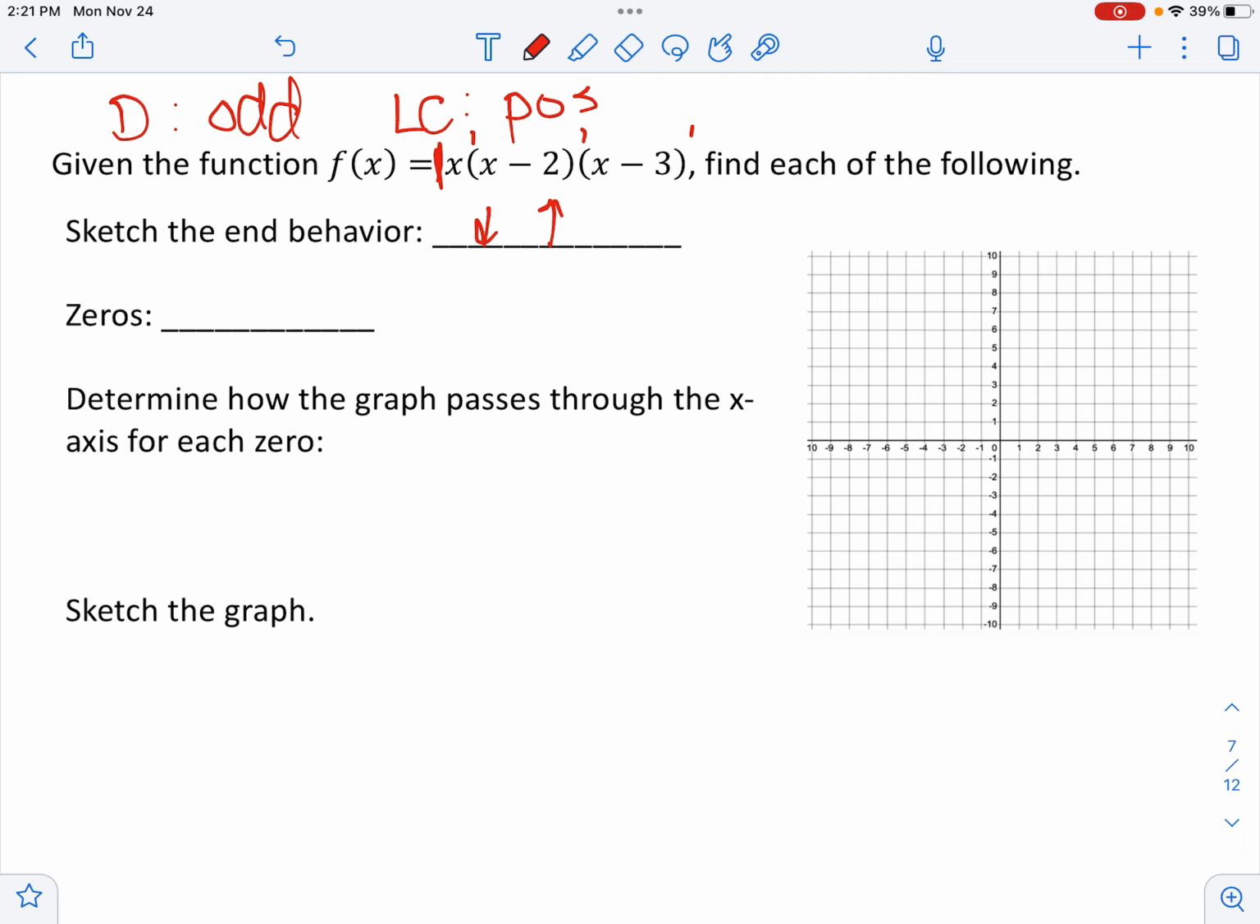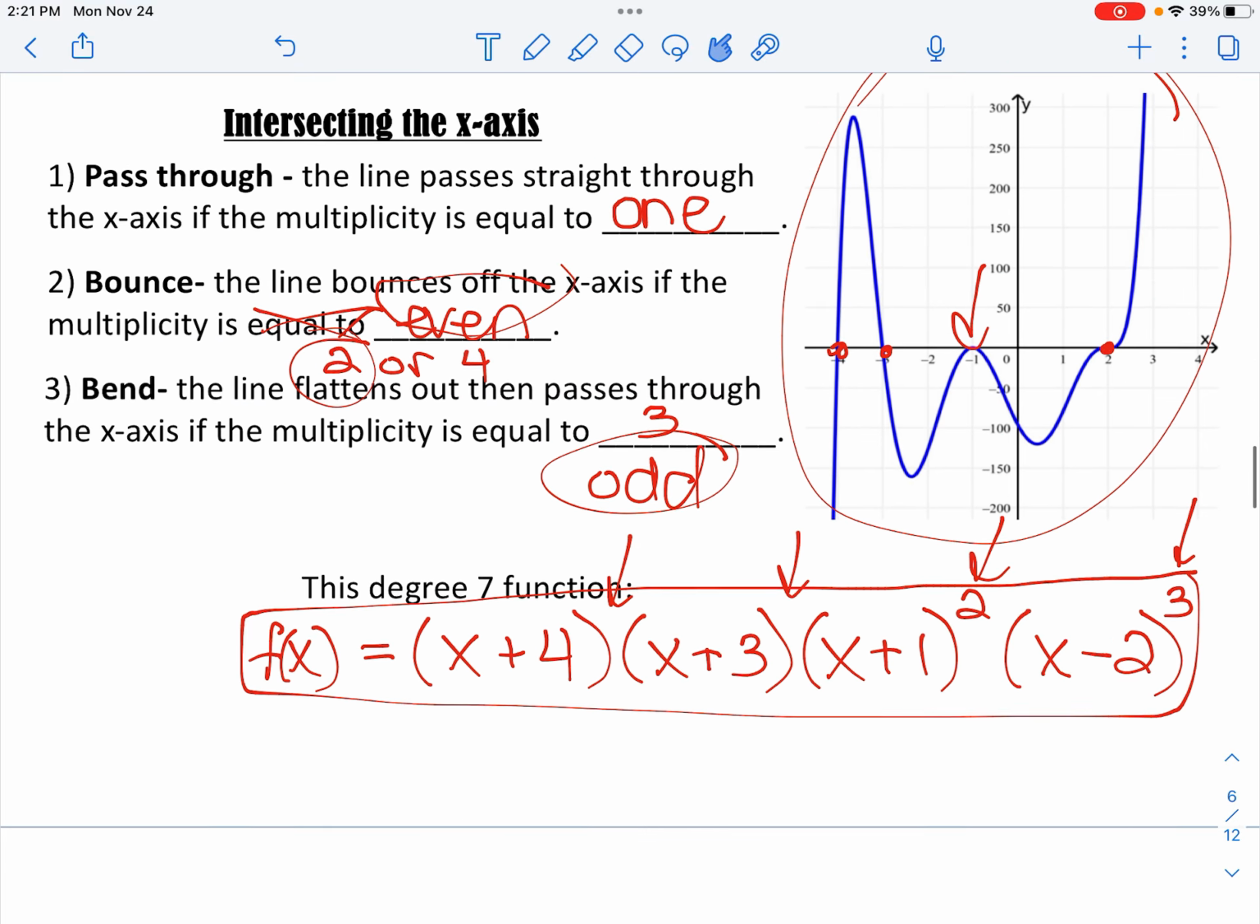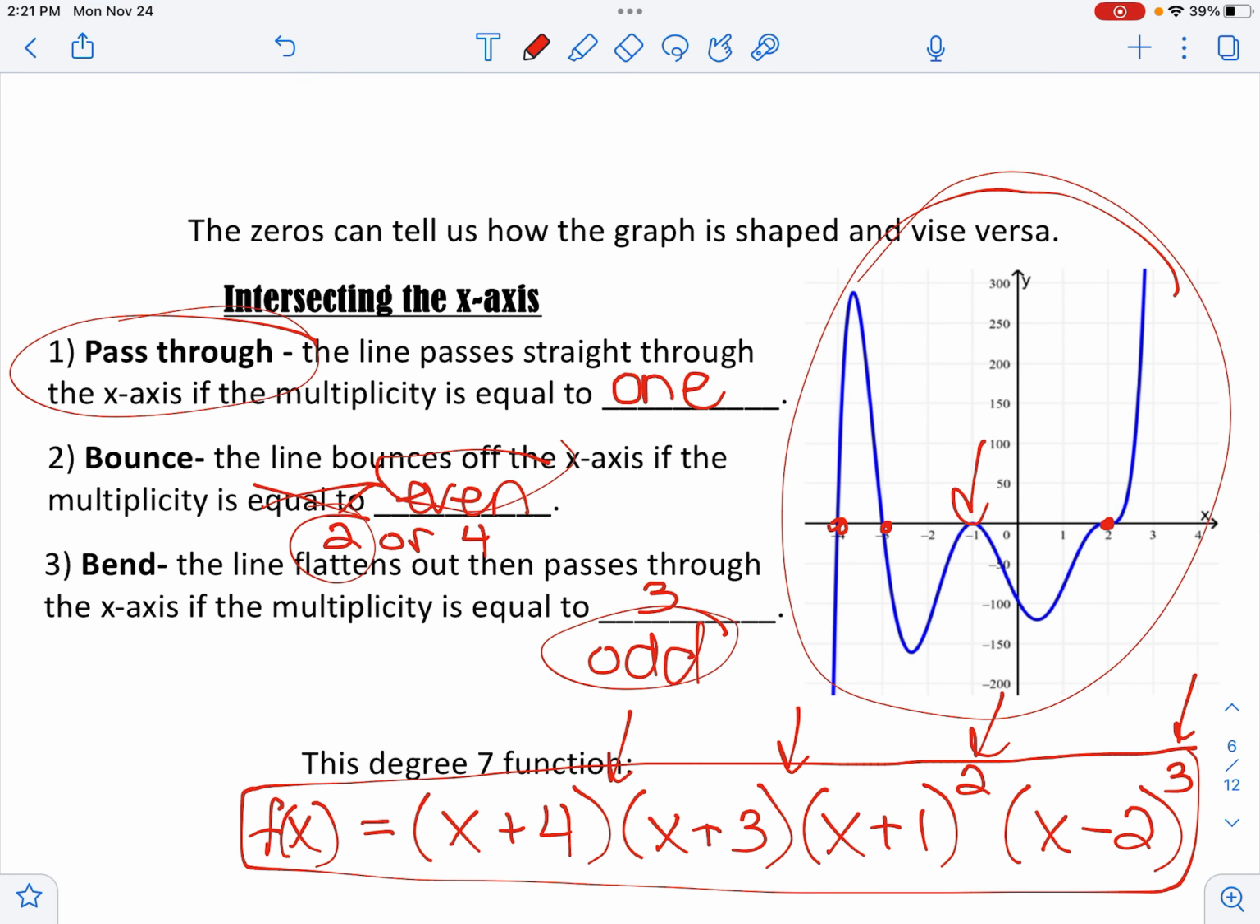My zeros are what makes this function equal 0. So for here, it would be 0. It would also be, this one would be 2. And this one would be 3. Okay, so when I graph it, it should cross at 0, 2, and 3. Or it should touch the x-axis at those spots, or bend or bounce, right? So to determine how the graph passes through the x-axis for each zero, since all of the exponents are 1, I know according to this, they should be passing through, right?